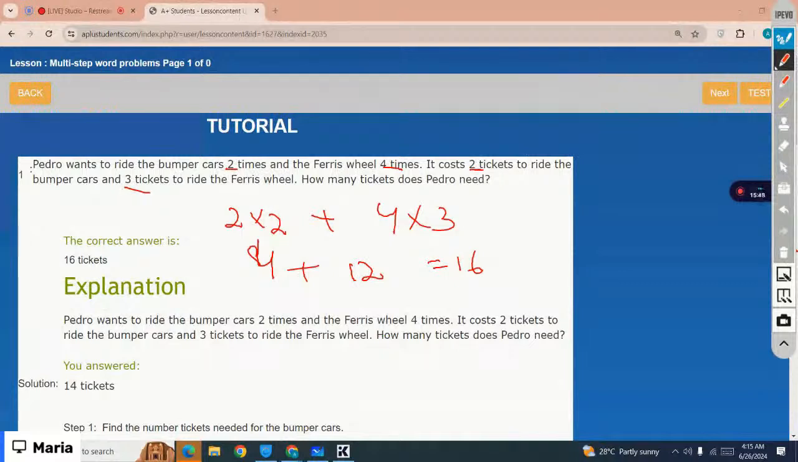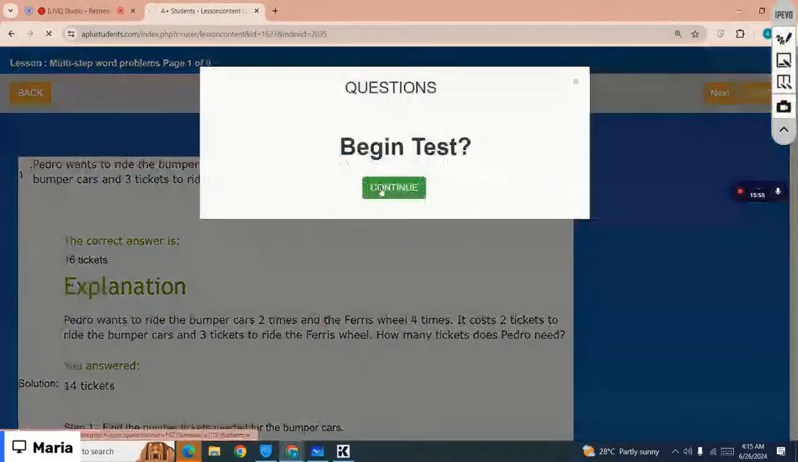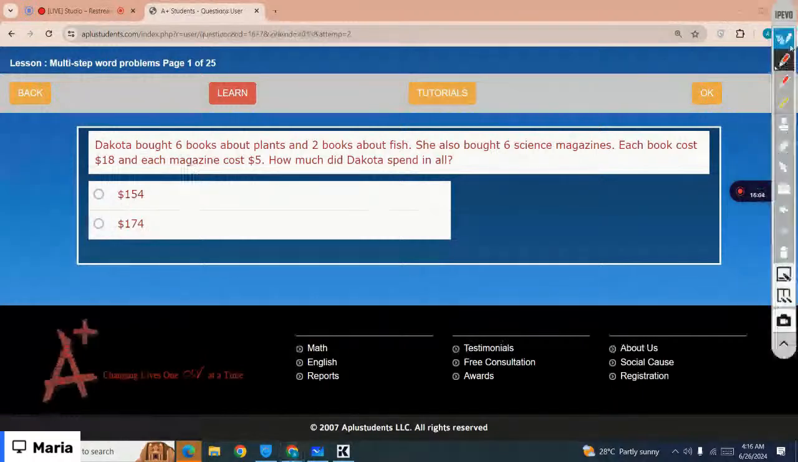Let's just start with the test question. Basically, you have more than one step involved in these questions. Dakota bought 6 books about plants and 2 books about fish. She also bought 6 science magazines. Each book cost $18 and each magazine cost $16.